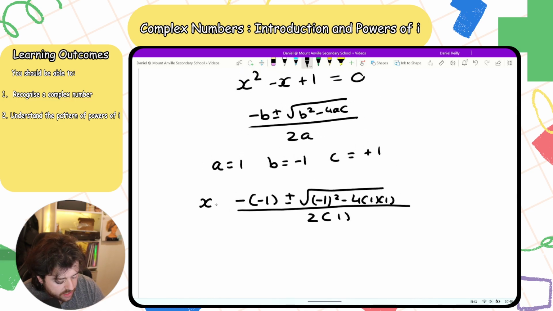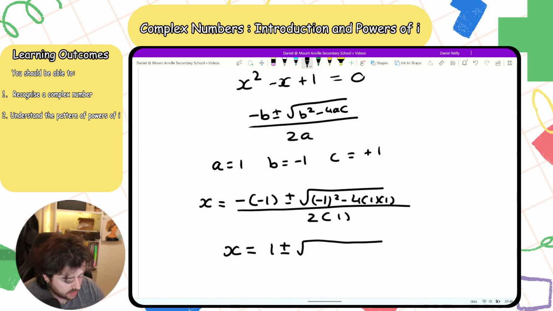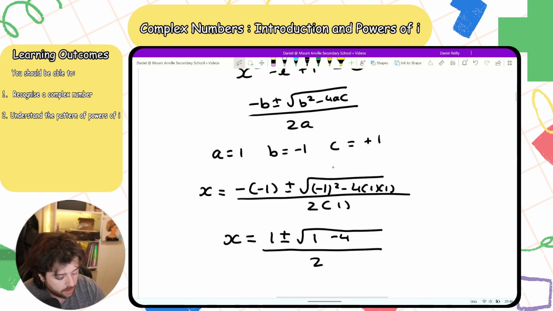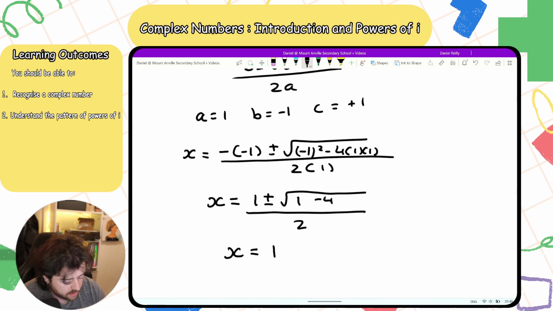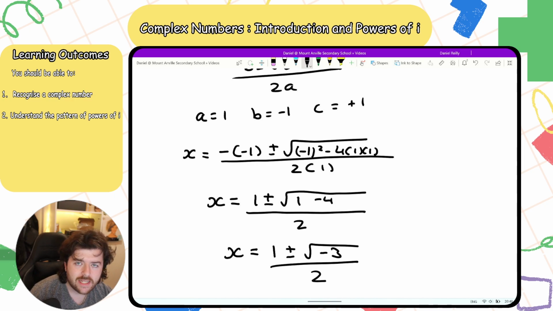So these are my two solutions to this quadratic equation. Let's simplify it now. Minus negative 1 is just 1. So 1 plus or minus the square root of 1 minus 4, all over 2. Now, if you just put all of this into your calculator, you're going to get an error. And why do we get an error? Because when I simplify it down, x is equal to 1 plus or minus the square root of 1 minus 4, that's negative 3, all over 2. What is the issue here?